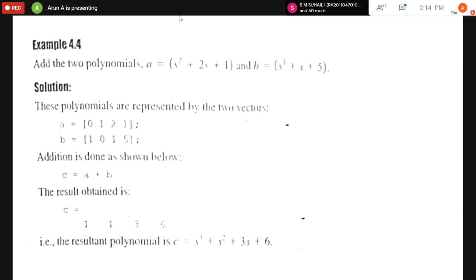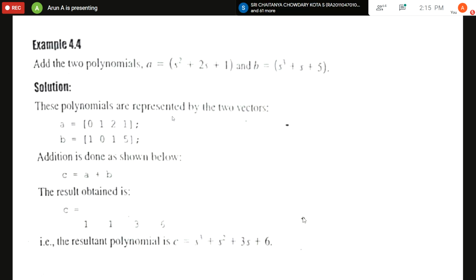Now we will see how it works with respect to MATLAB. The question is crystal clear. By the question itself, it is clear. But you should be perfect in writing it. Just watch here. Initially, you have taken 0, right? Because there is no value for s cube. S square it is 1, for 2s it is 2, and the last is 1. And similarly for the other polynomial, s cube it is 0, for s square it is 1, for s it is 5. Trust me, if you are not careful, you are going to make a mistake.